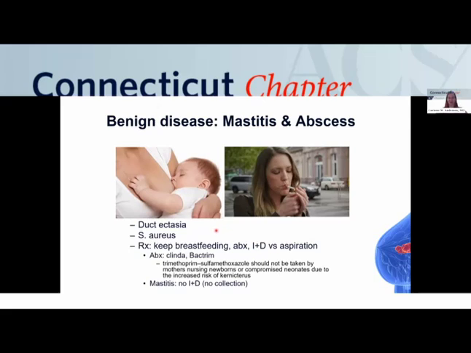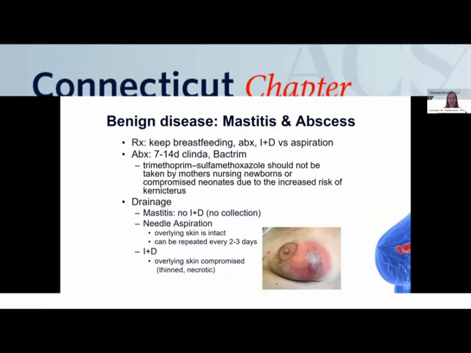You want to keep breastfeeding or pumping, emptying the breast normally for women who are breastfeeding. Again, antibiotics focusing around Staph aureus, Clinda, Bactrim also have the advantage of covering for MRSA. Bactrim should not be taken by mothers nursing newborns or compromised neonates due to the increased risk of kernicterus. If you have mastitis, there's no collection, so there's nothing to drain. But if you have an abscess, as well as the antibiotics, you want to do some kind of aspiration or drainage.